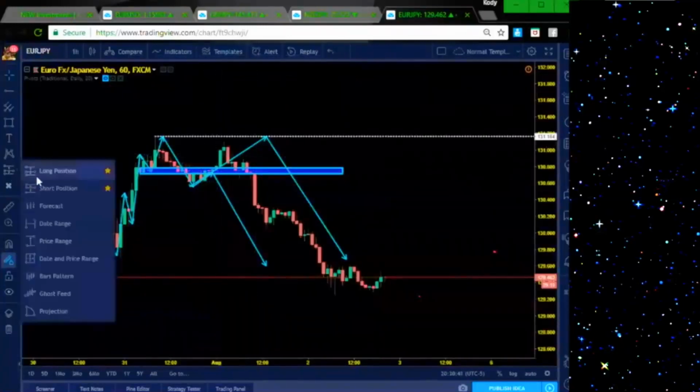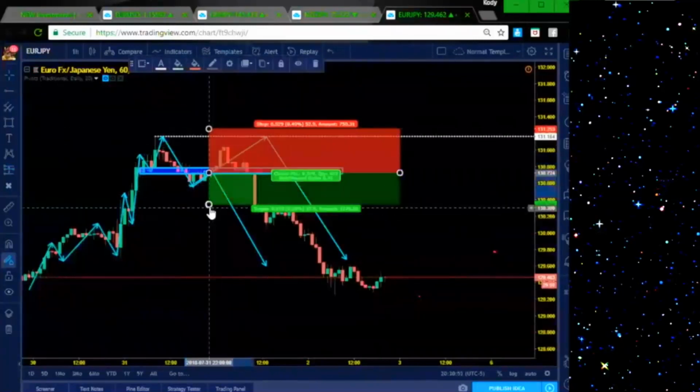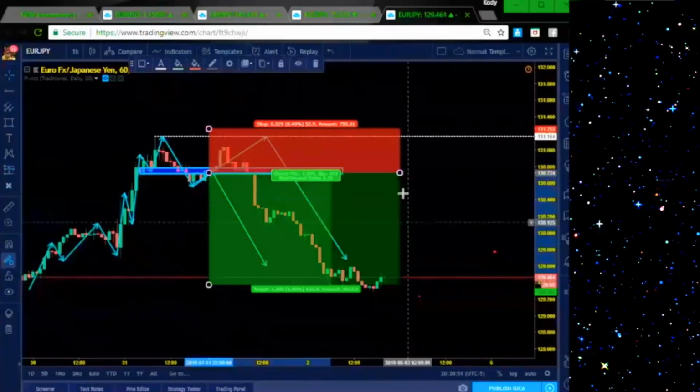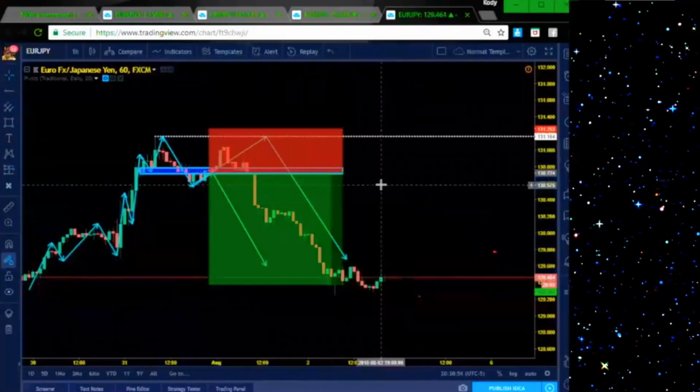So in this case, it broke, it retested, I sold, stop loss above the high. I aim for the lows. Guess whose TP got smashed for 135 pips this morning? Anybody who was trading based on these principles.